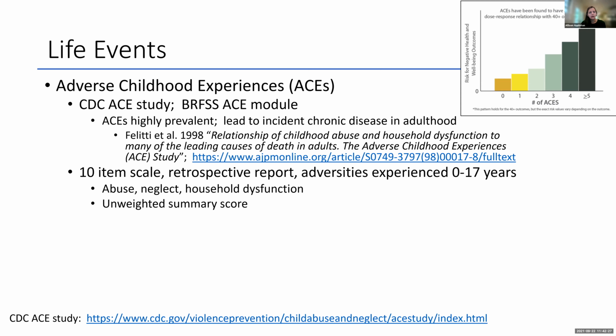The ACEs scale itself, in its initial iteration, is a 10-item retrospective report on a number of adversities that one could experience between 0 and age 17, so up until age 18. Broadly, the items are organized according to experiences of child abuse, neglect, victimization, and household dysfunction. It has yes or no response options, and you derive an unweighted summary score, which is just a count of the number of adversities someone experienced in their early life.